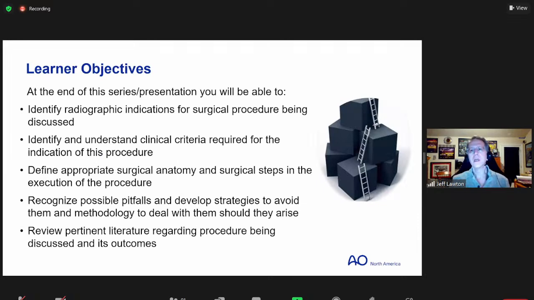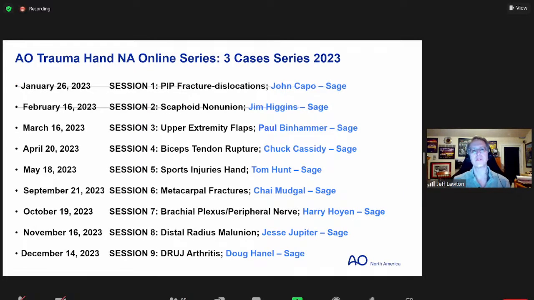Objectives for the learner: we want to identify the radiographic and clinical criteria required in treatments, define appropriate surgical anatomy, recognize potential pitfalls, and hopefully develop some strategies to avoid these, and have a review of the literature with regards to outcomes. So this is part of a series. As you can see, we have upcoming talks monthly: upper extremity flaps, biceps injuries, sports injuries of the hand, metacarpal fractures, brachial plexus, distal radial malunion, and DRUJ arthritis. So a number of great talks coming up.